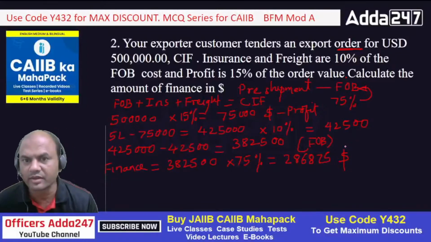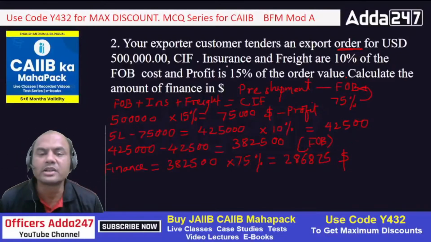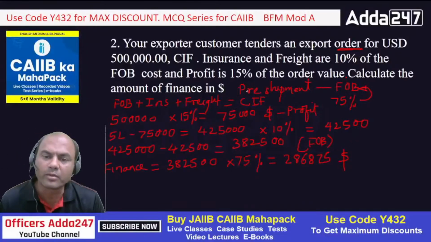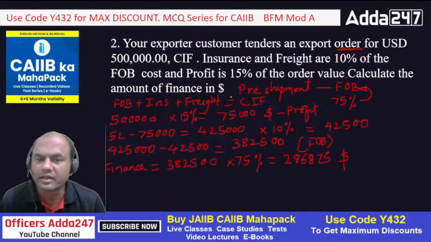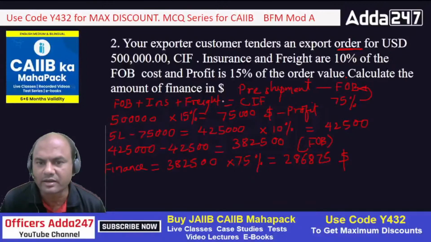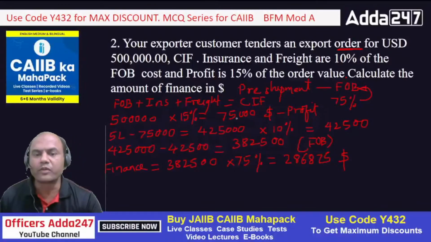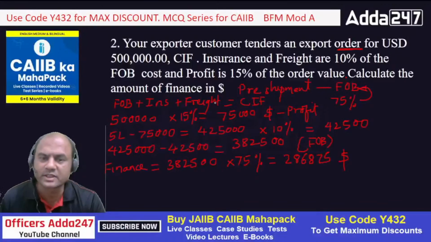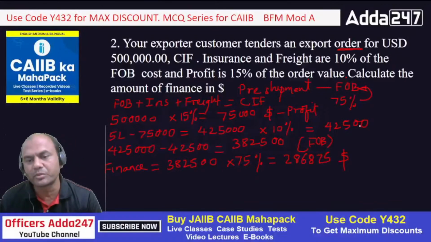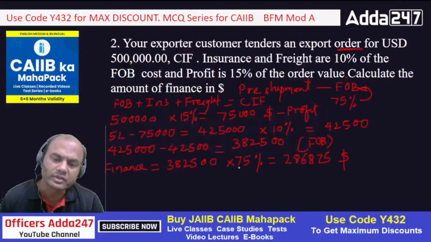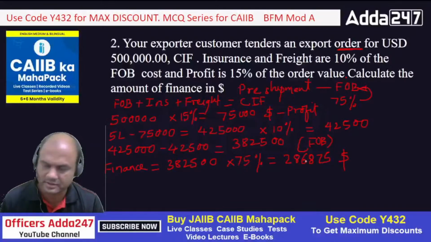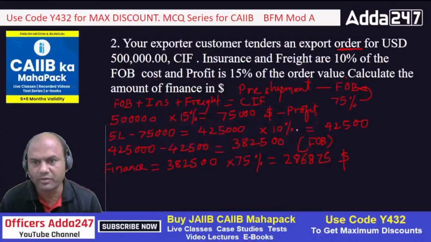Got it, everyone? Clear? First, what you have to do, from this CIF value, start removing everything. Here one thing was remaining, that's profit. That I didn't write because that's a common thing. So profit is to be removed first, and then you have to remove insurance and freight, and then you get the FOB value. Then you have to take 75% of that. That's it. Okay? Got it, everyone?